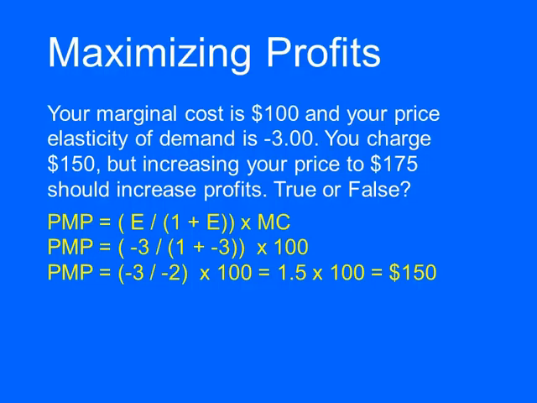So if we decide to go ahead and increase our price, we are actually going to decrease profits. So in this particular scenario, it is false. You would not want to go to the 175. You would want to pretty much stick to your guns at 150 to increase your profits to the maximum potential that they could have.